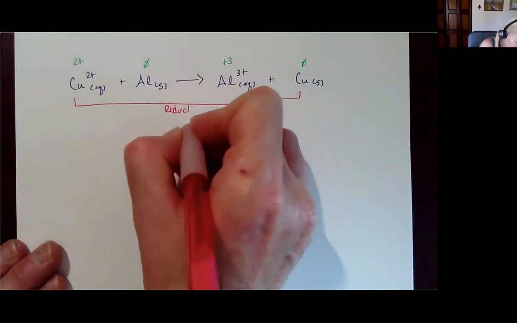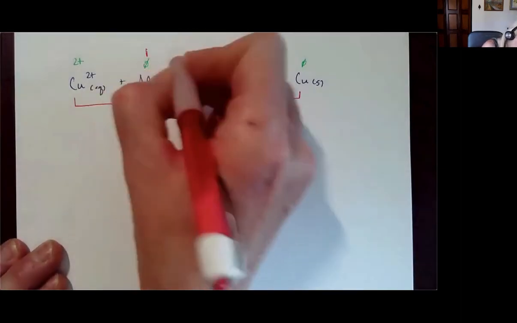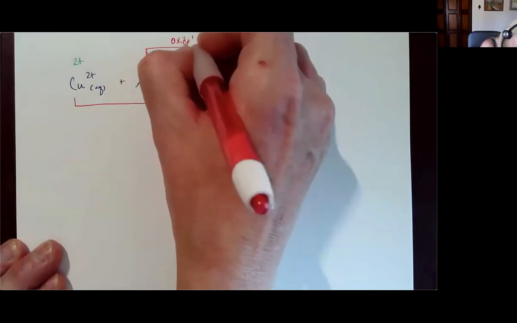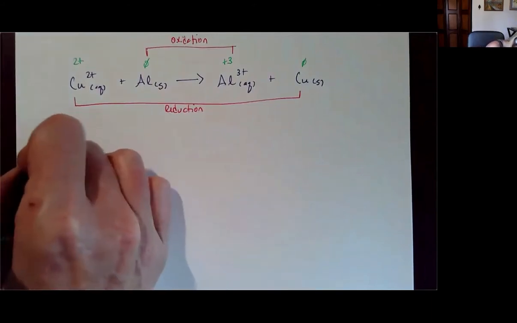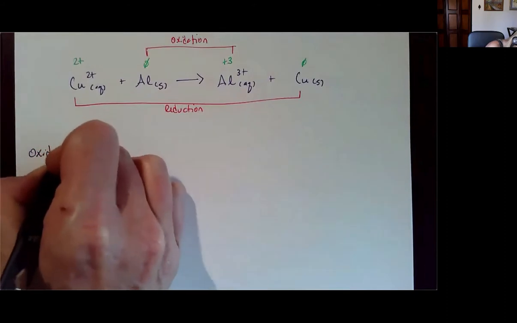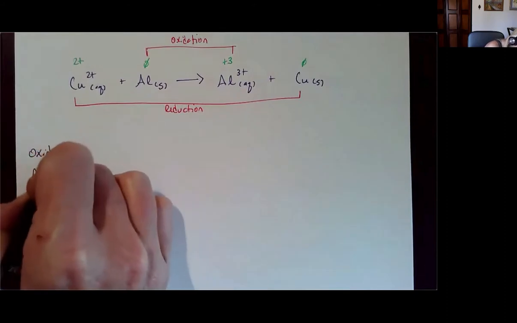That was my reduction half. Aluminum went from 0 to +3. This was oxidized, so this is my oxidation half. I'm just going to pull these out and write them as their half reactions: my oxidation half reaction and my reduction half reaction.